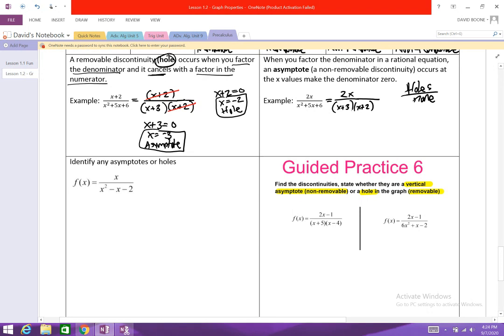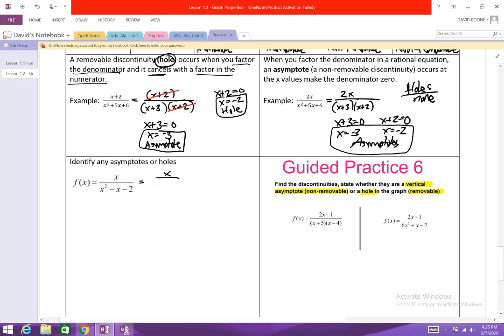But on the bottom, if I look at this x plus 3, set that equal to 0, and take that x plus 2 and set that equal to 0, and solve, these are where I would have asymptotes. And again, vertical asymptotes, because it's x equals. Those are equations of vertical lines. So I have asymptotes at those two lines. So let's continue to practice.